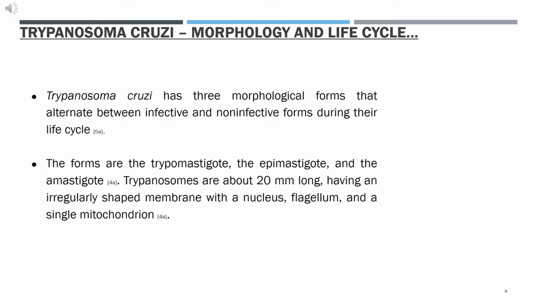T. cruzi has three morphological forms that alternate between infective and non-infective forms during its life cycle. The forms are trypomastigote, epimastigote, and amastigote. Trypanosomes are about 20 micrometers long, having an irregularly shaped membrane with a nucleus, flagellum, and a single mitochondrion.